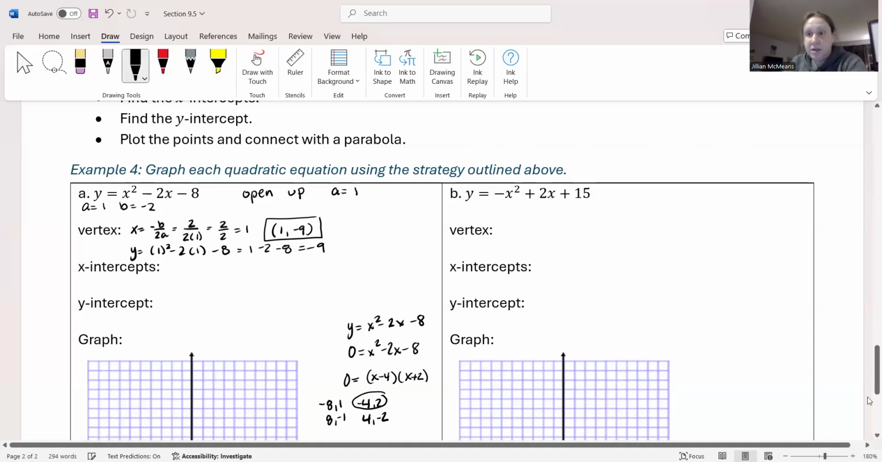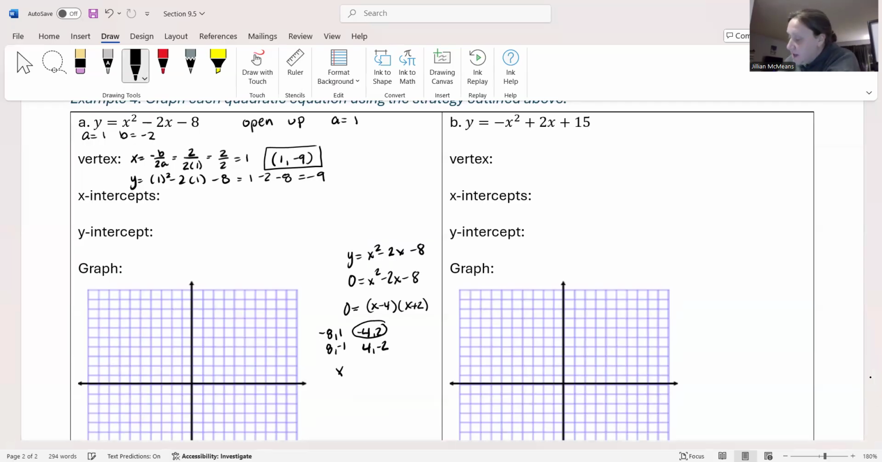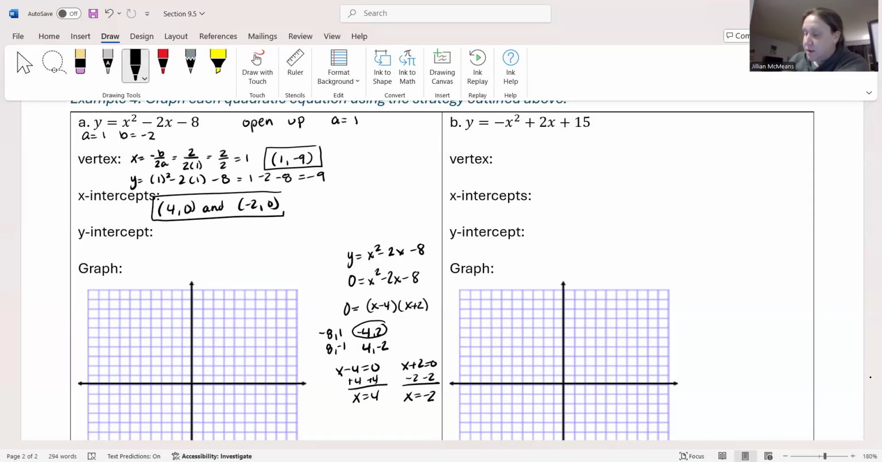So let's scroll down just a little bit. Okay, so now I have a product equaling 0, so I apply the zero product principle. So I take each factor and set it equal to 0. Well, for the first factor, I would add 4 to both sides. That tells me that x equals 4. For the second factor, I would subtract 2 from both sides. And that tells me x is -2. So the actual x-intercepts are the ordered pairs (4, 0) and (-2, 0). So those are the x-intercepts.